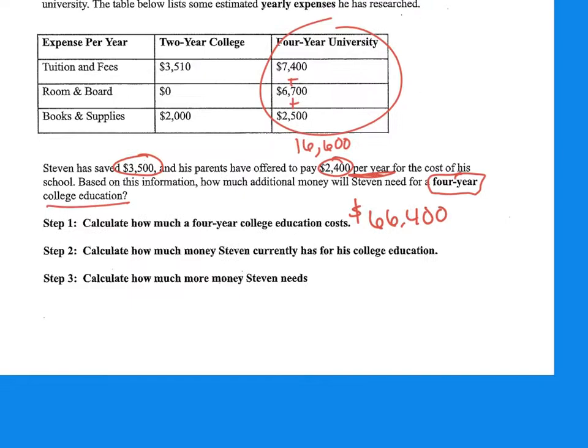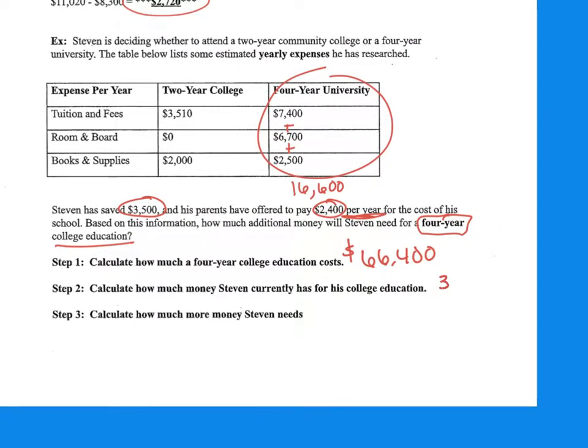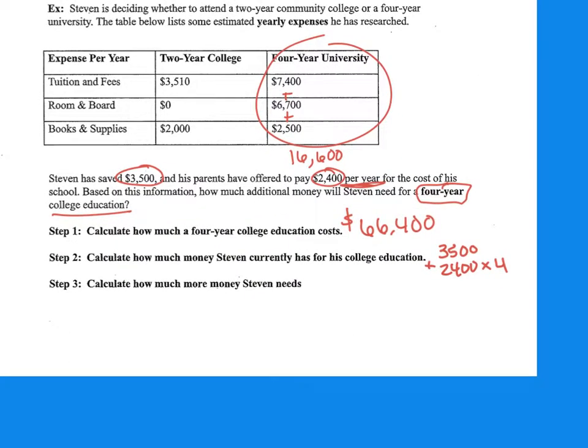So now figure out how much does Stephen have for his college. So he has $3,500. His parents are going to pay $2,400 per year. How many years is he going to go to this school? 4. So $2,400 times 4. So we want to add those together to see how much he already has. Okay, so $13,100 is what he has, what he can contribute between him and his parents.